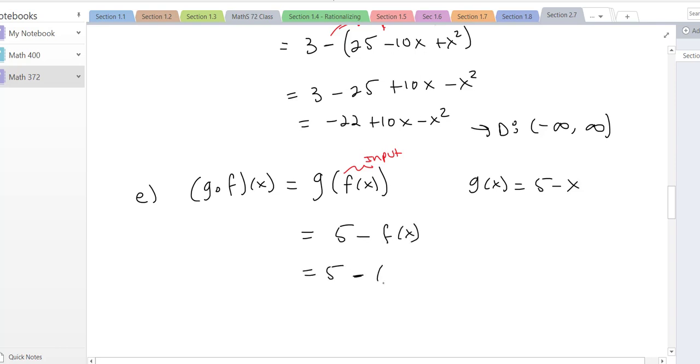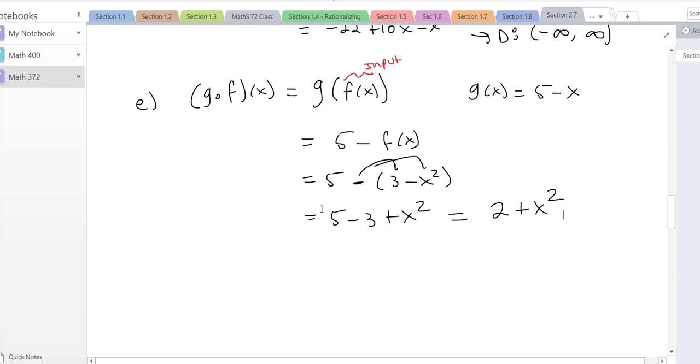And f of x is the 3 minus x squared. So I like to make use of parentheses so that I don't forget to distribute this negative. So I have 5 minus 3 plus x squared. So my final answer will be 2 plus x squared for the composition there. And again, what's the domain? Notice we end up with a polynomial, so the domain is all real numbers.